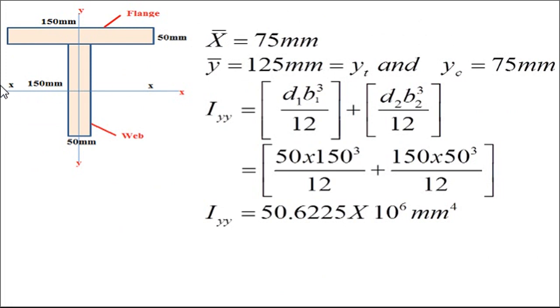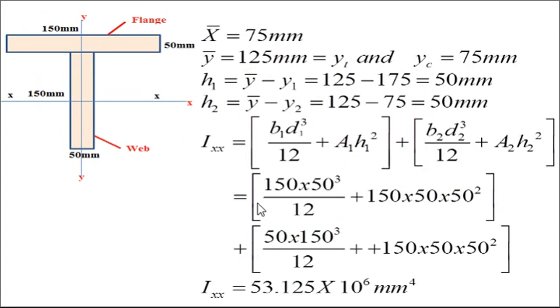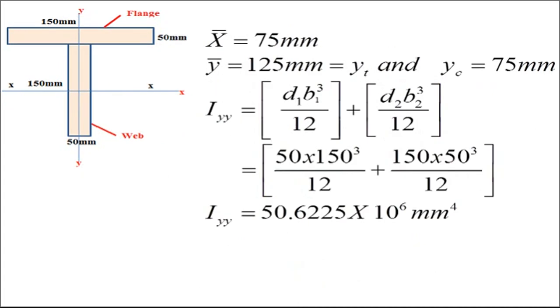Whenever this beam will bend, it will bend like this. Means the top portion will be in compression, the bottom portion will be in tension. Okay, so that's why I have written here YT. Bottom will be in tension, so YT. Top will be in compression, means YC. Above the neutral axis will be in compression, below the neutral axis will be in tension. So that's why I have written here YC and YT.